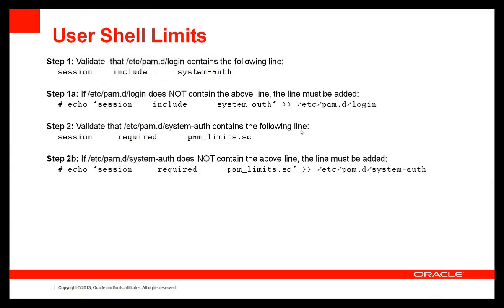Moving on to the user shell limits. The first step, as far as user shell limits go, is to validate that the /etc/pam.d/login file contains session include system-auth. If it does not, we need to add it. You can edit the file with vi, or you can echo "session include system-auth" and redirect that out to /etc/pam.d/login. We also want to validate that the /etc/pam.d/system-auth file contains session required pam_limits.so. If it does not, we need to add it.